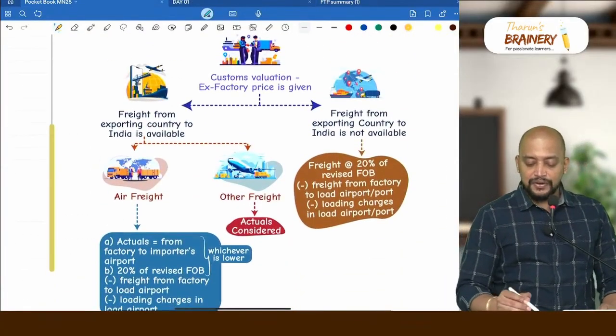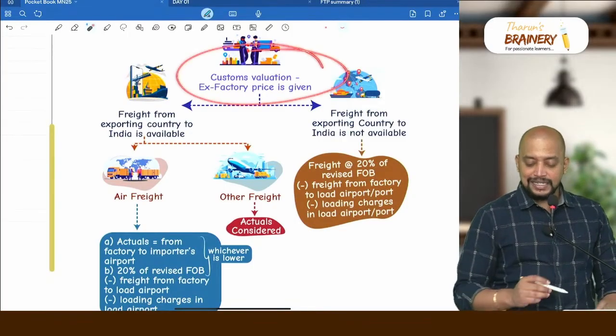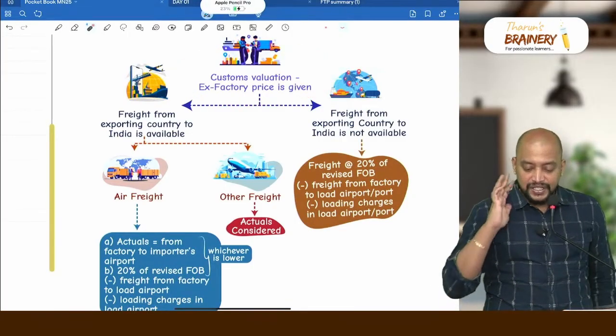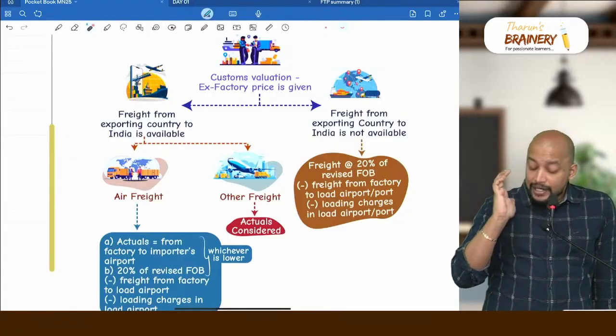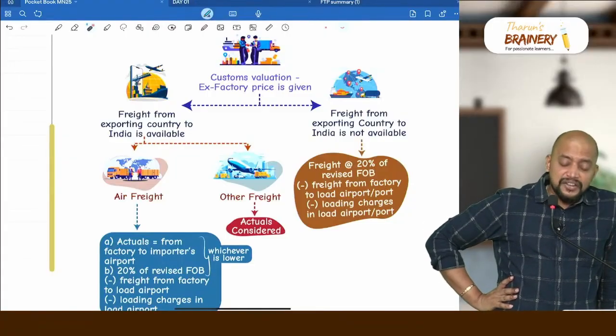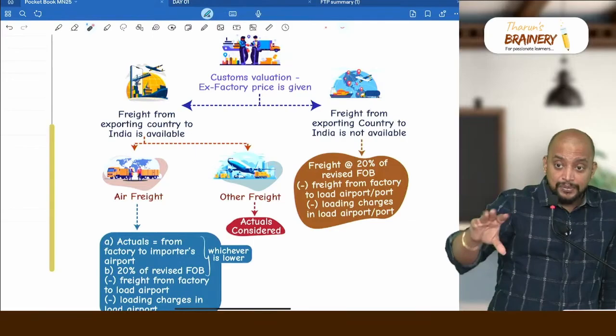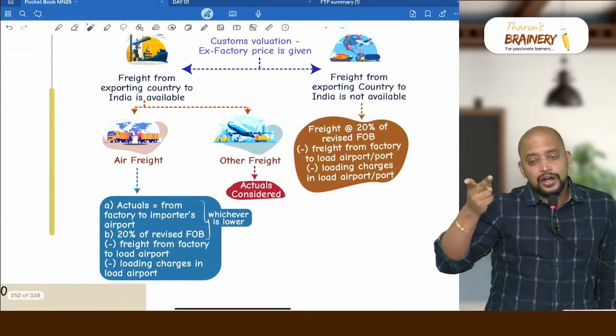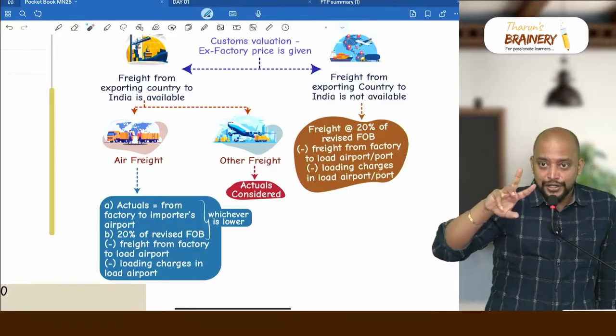So customs valuation, when the ex-factory price is given, have a look into that. What are they telling? First branch: freight from the exporting country to India is available. If it is air freight, then what we need to do is take 20% or actuals, whichever is lower.